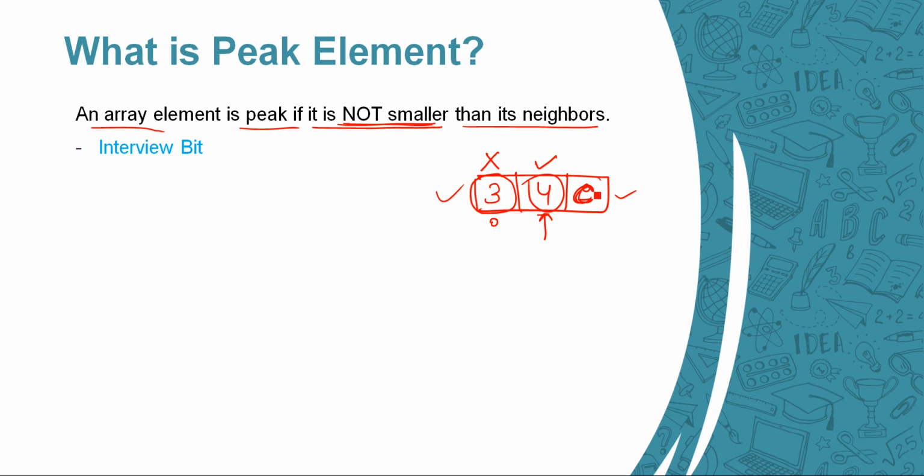Now let's move on to our next element, which is at index 2. The neighbor is only 4, and the question says it should not be smaller than its neighbor. So the condition doesn't satisfy, and this is again not our peak element. So we have found our one peak element, which is 4. In our question we are going to print those elements which are peak elements.